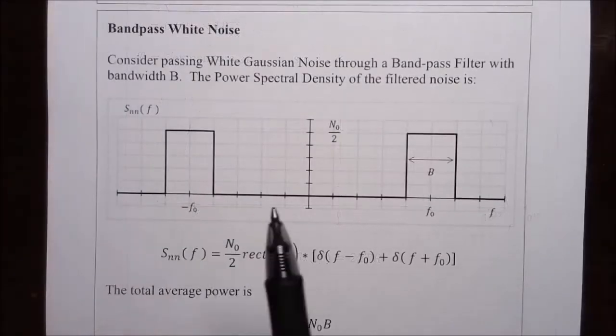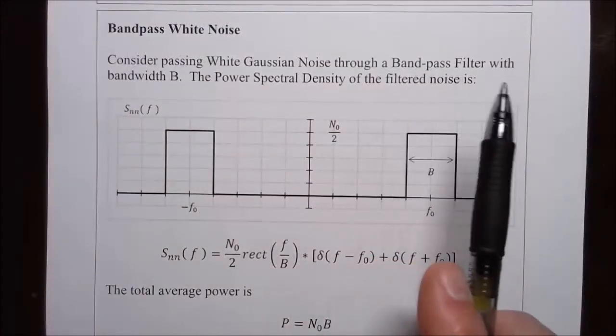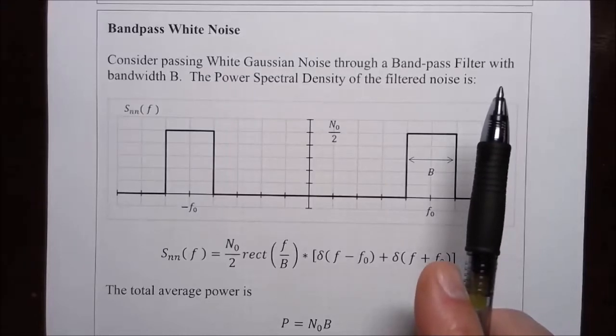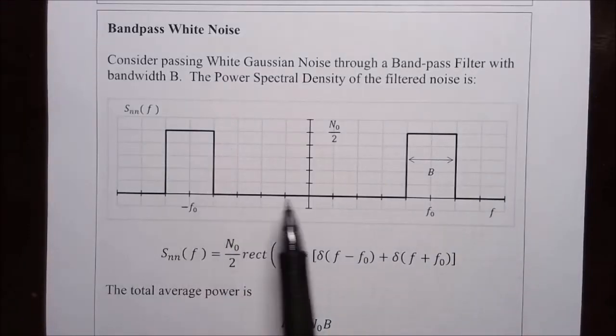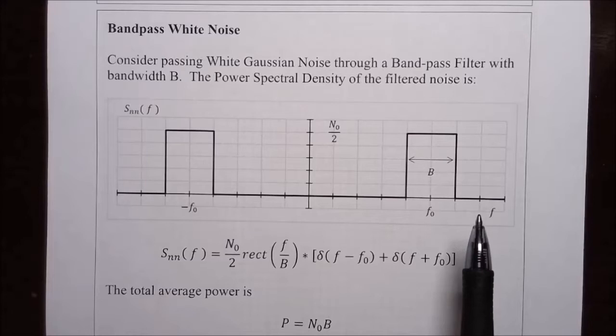Now let's pass the Gaussian white noise through a bandpass filter, and the bandpass filter will have a transfer function that looks like this.